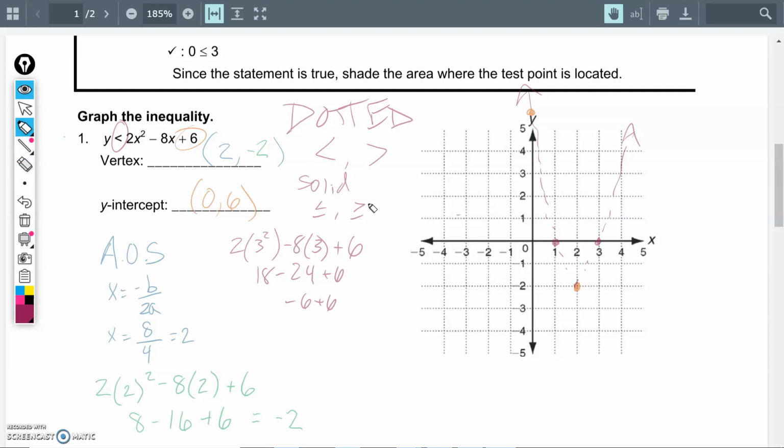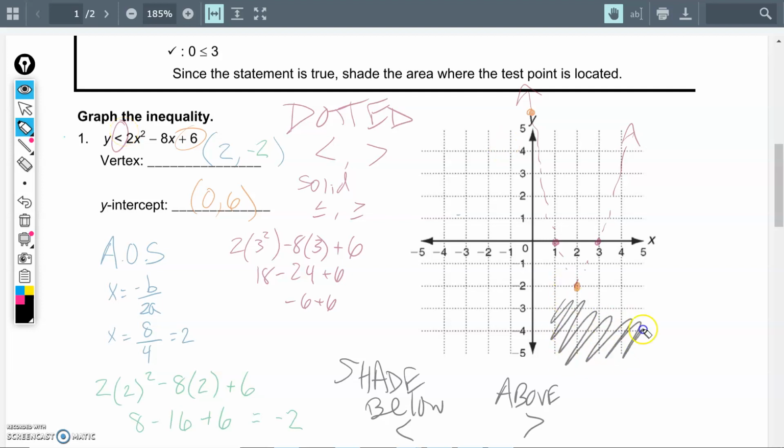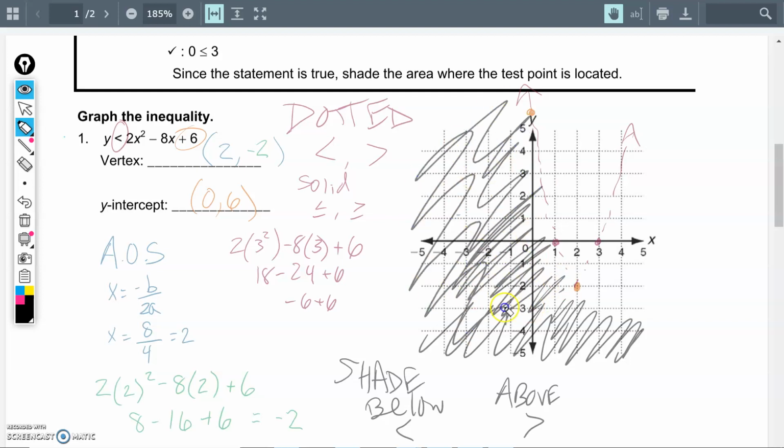Next, we have to talk about shading. You're going to shade below the line. Every time you see a less than, you shade below. For the greater than sign, you're going to shade above. So less than sign here, below. And not only is it just below like this, you have to follow below all the way up to the line. If it was above, this graph would be here.